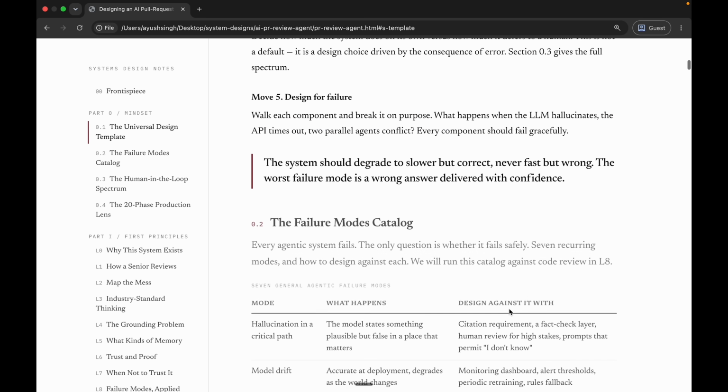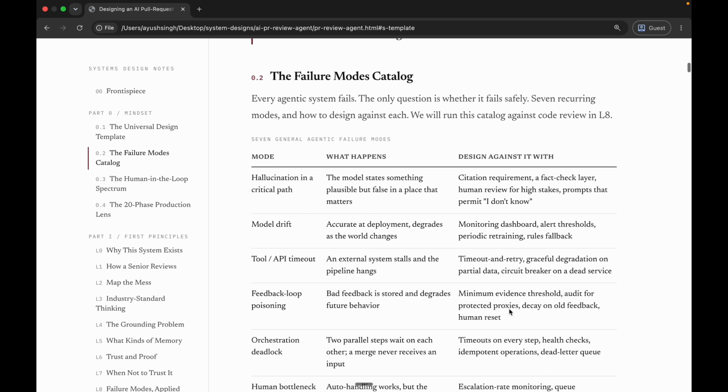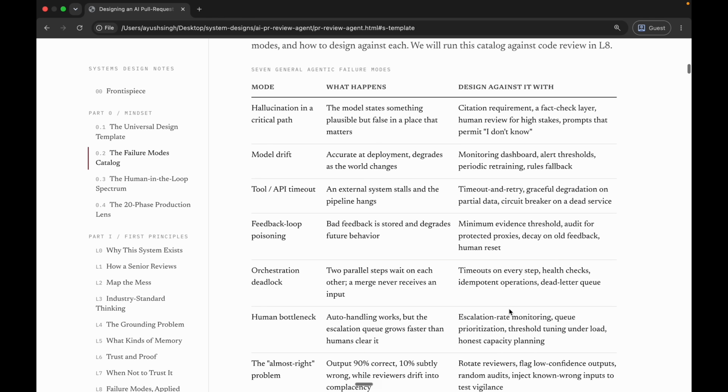Now, these are a few things. There can be multiple failure modes, and I will talk about a few of them, and then we'll discuss in detail what will fail in our project, the AI PR Review Agent. The first one is hallucination. For example, the model will state something false in a place that matters, which means hallucination.